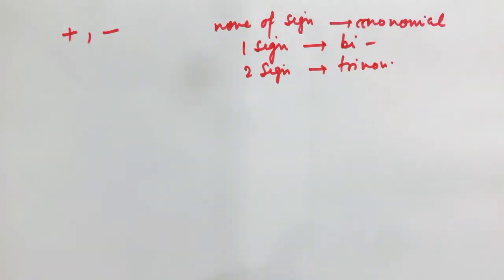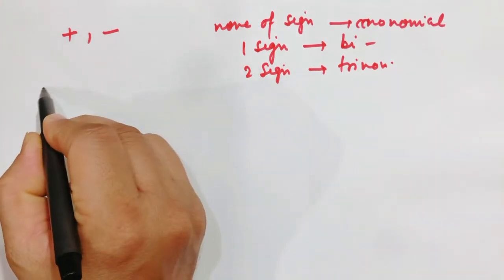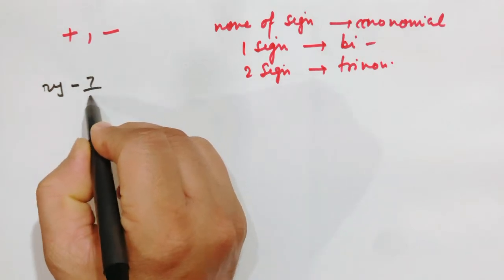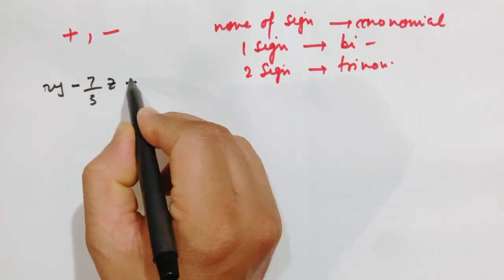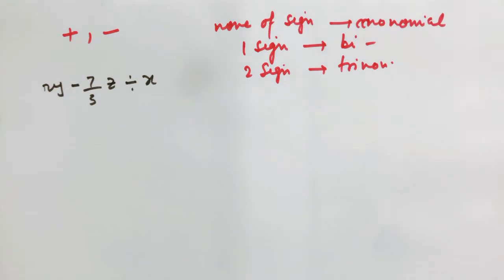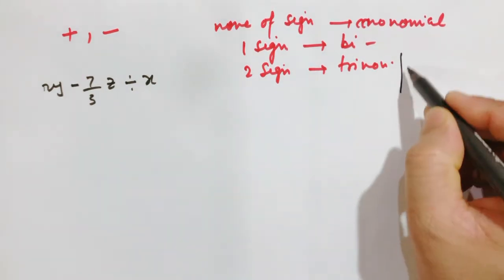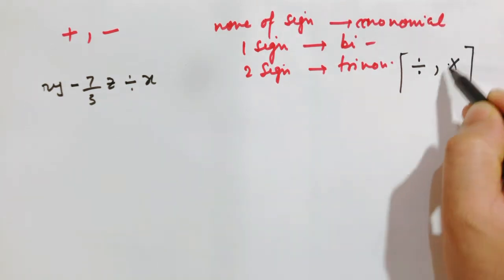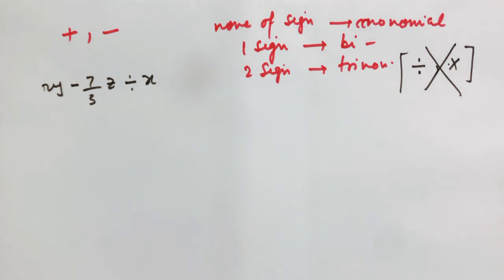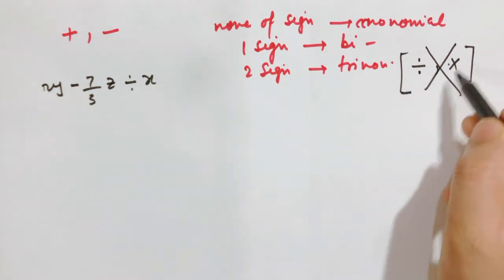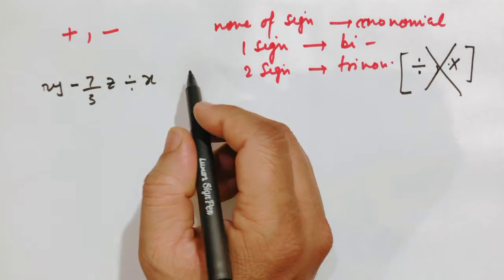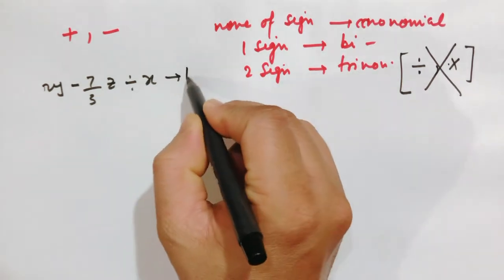For example, let us take one expression like 2y minus 7 by 3 z divided by x. Here we find that multiplication and division signs should be neglected. These signs do not govern the number of terms in an expression. So here you have only one sign, and one sign means binomial. So it is a binomial.